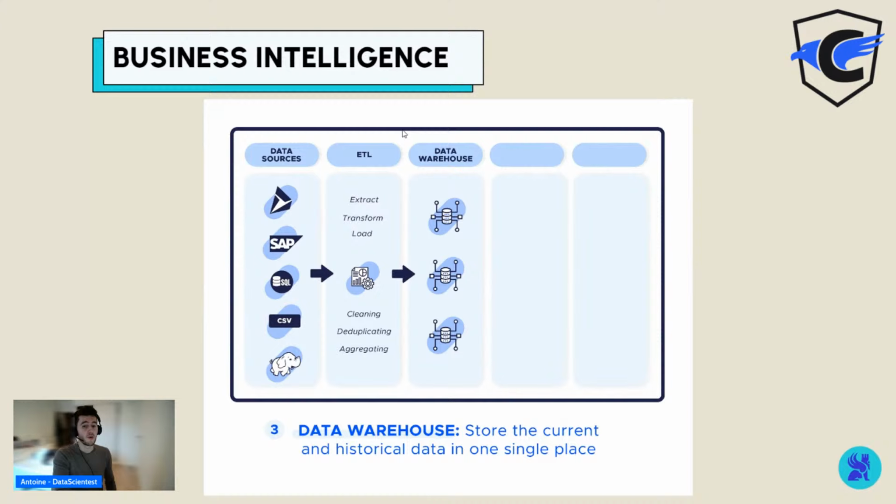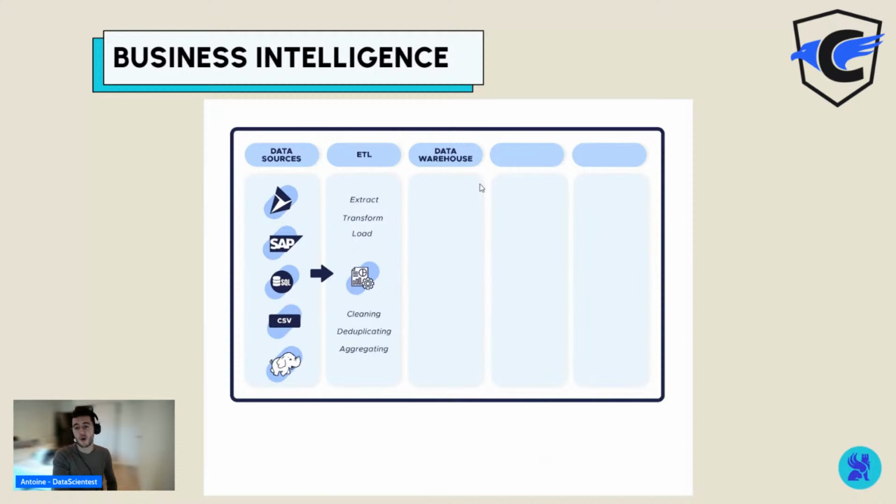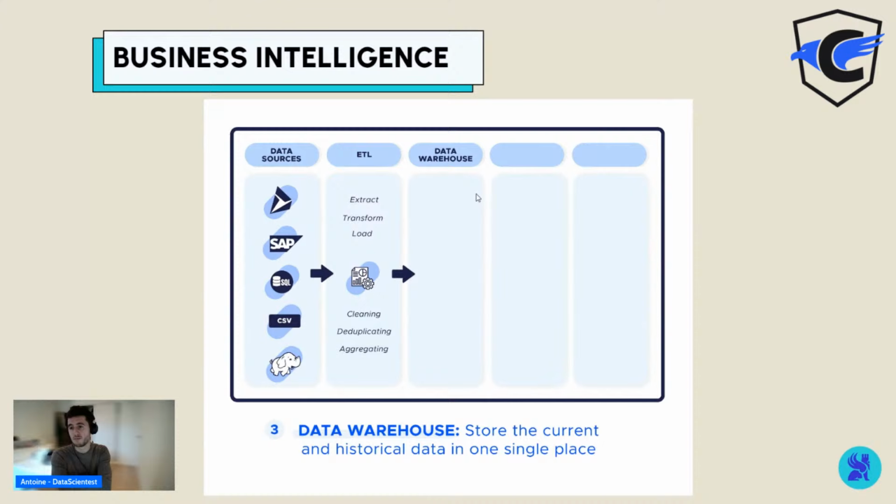We only have structured data in our data warehouse. So the ETL phase is always before the loading into the data warehouse, so that all the data in the data warehouse is structured, clean, and ready for a machine learning step, for example, for the data scientist, or an analysis with the data analyst.